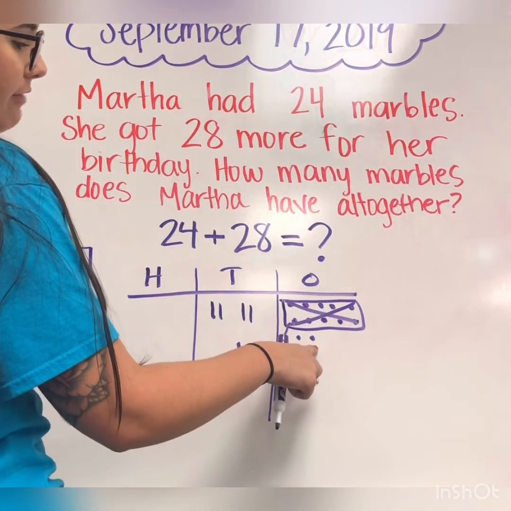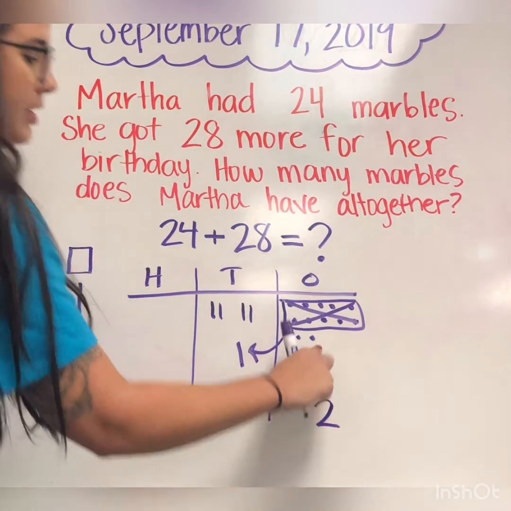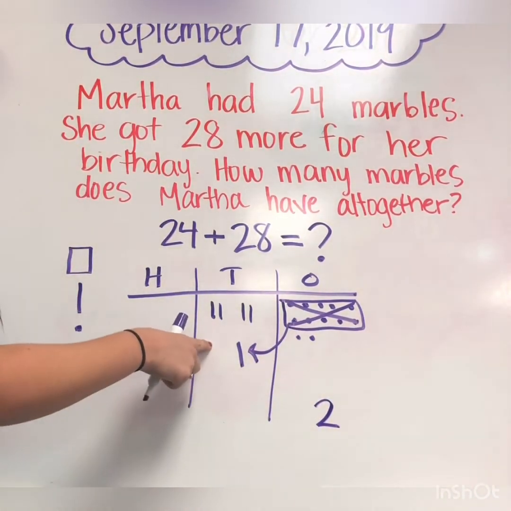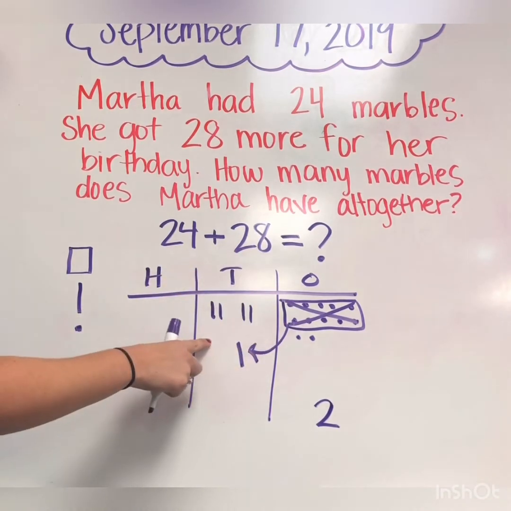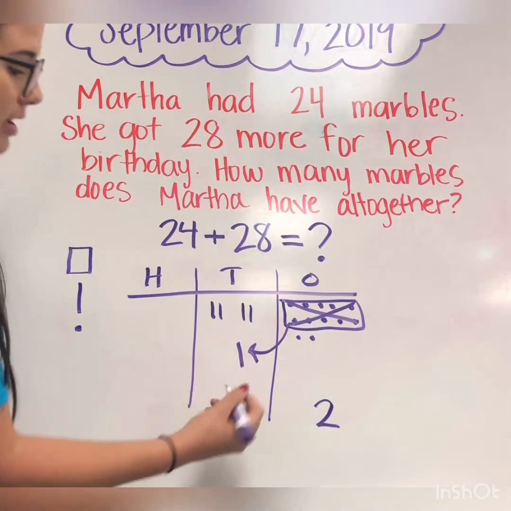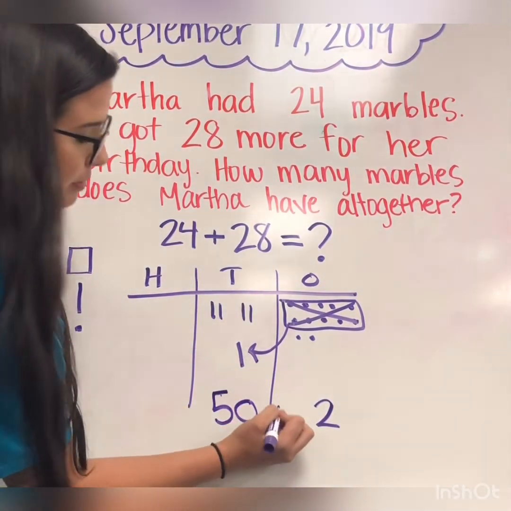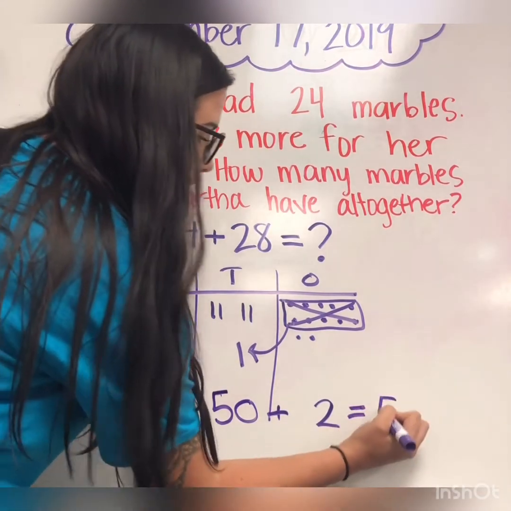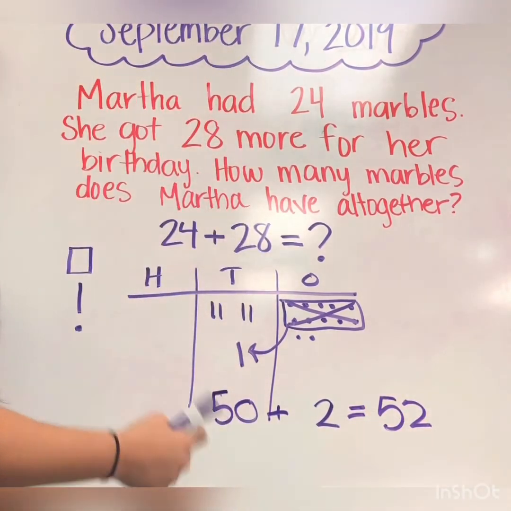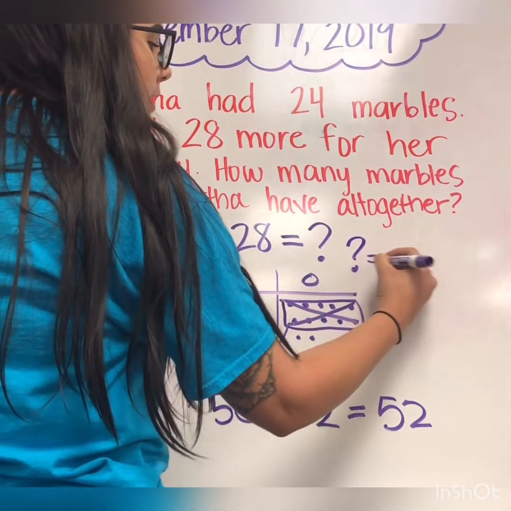Now I see that I only have 2 ones left over. So the value of my ones column is 2 because I have 1, 2. Now I can move to my tens column and I can count the value of this column. I have 10, 20, 30, 40, 50. So the value of the tens is 50. So 50 plus 2 equals 52, which means that 24 plus 28 equals 52.